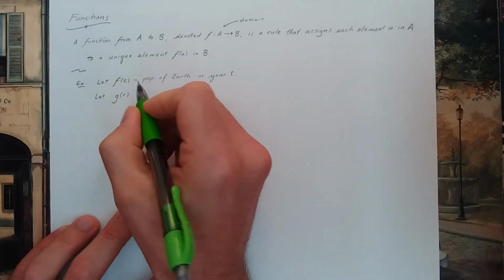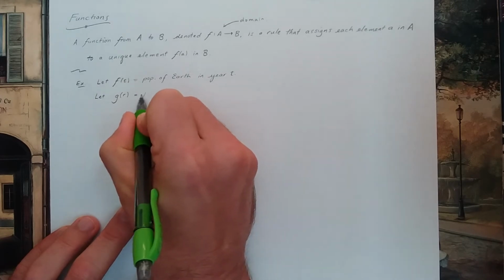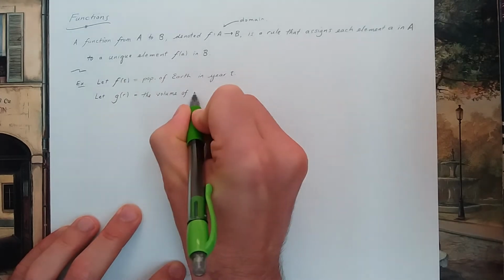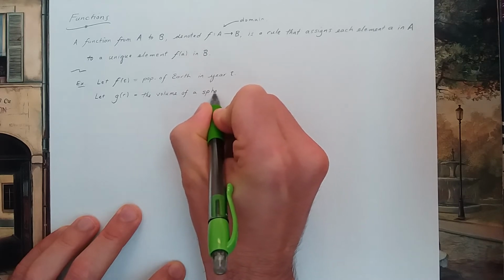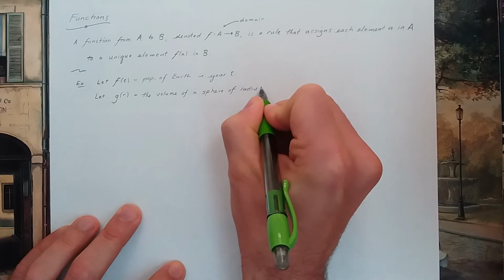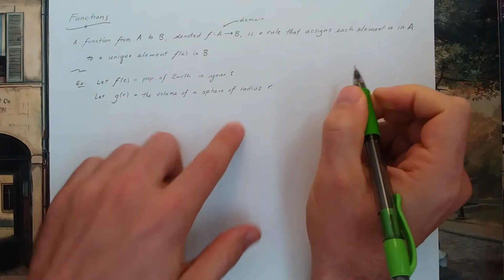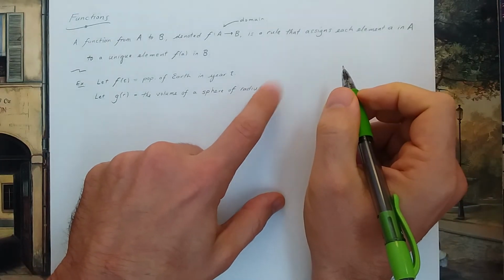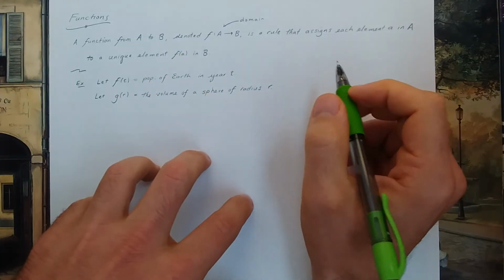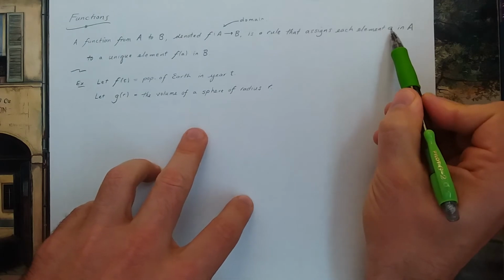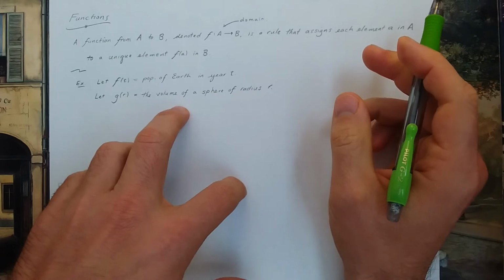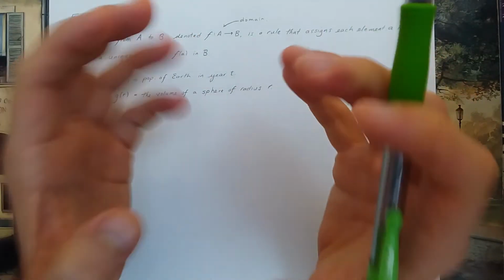Let g of r be the volume of a sphere of radius r. So if you give me different values of radius, I'll give you different volumes of the sphere. It's a function because every radius has a unique volume of the sphere. If you have a sphere of radius 1, it has a single volume.